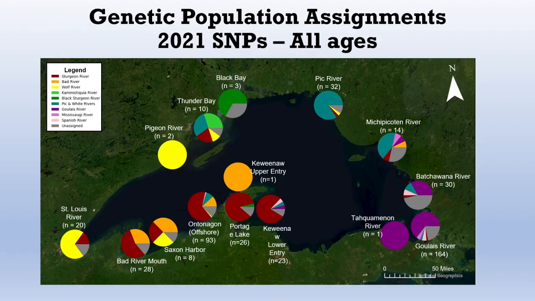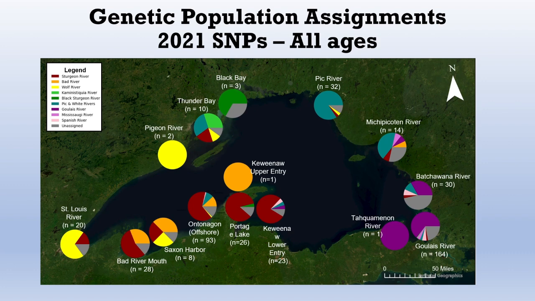I'm going to end with a couple of fun slides. I have a genetic slide and then I have a telemetry slide. So this is all of the fish that were captured in the 2021 juvenile index surveys, not only including juveniles but also including adults. It's a little bit busy, I know. It's a lot of colors.